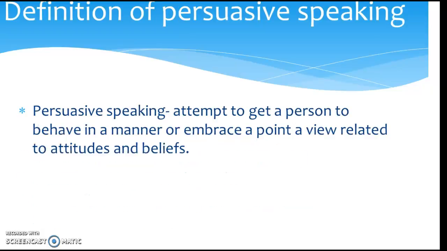So first of all, let's look at what persuasive speaking is. Persuasive speaking attempts to get a person to behave in a manner or embrace a point of view related to attitudes and beliefs. So basically, it's either to get the audience to do something, to take certain action, maybe to sign a petition so that cell phones while driving can be banned, or it's to change an audience's point of view, attitudes, or beliefs on something. Maybe to get them to change their beliefs on euthanasia, whatever it may be.